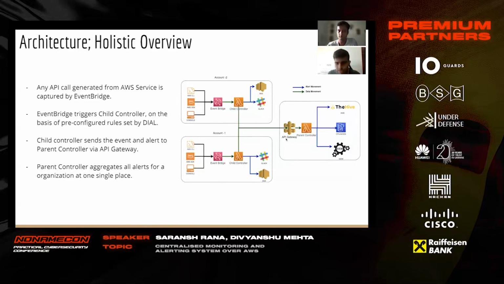So as you can see, the child controller and the parent controller are connected via API gateway. So basically what happens is the child controller is going to send the event and the alert as a POST request to the API gateway. And then the parent controller is going to read from that API gateway and get its data. So as it's quite visible, the parent controller is aggregating all the alerts for n number of accounts in an organization at a single place.